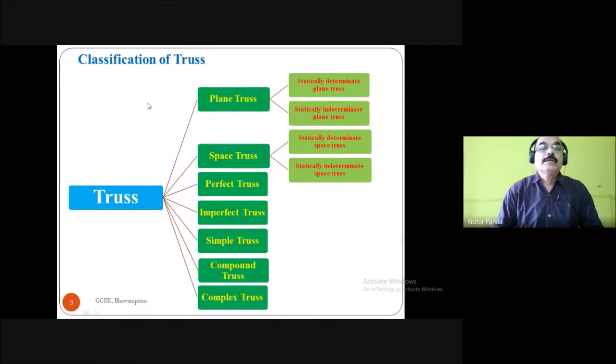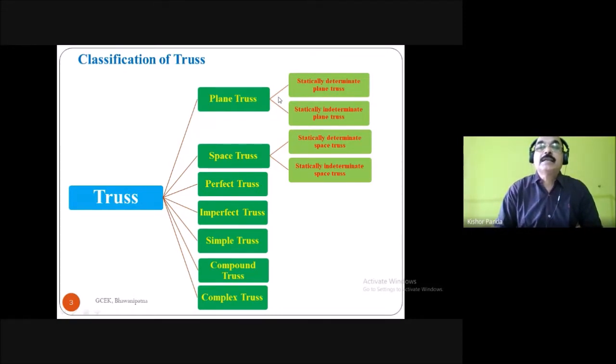These are the classification of truss. So here you see this is your plain truss, space truss, perfect truss, imperfect truss, simple truss, compound truss, and complex truss. These are the different classifications of truss. Plain truss, you know, this is your statically determinate plain truss and statically indeterminate plain truss. Already we have discussed in the statically determinate and indeterminate structure. This is the plain truss.